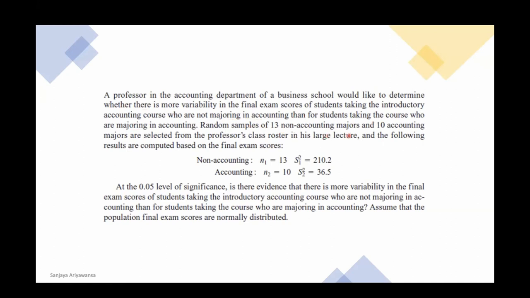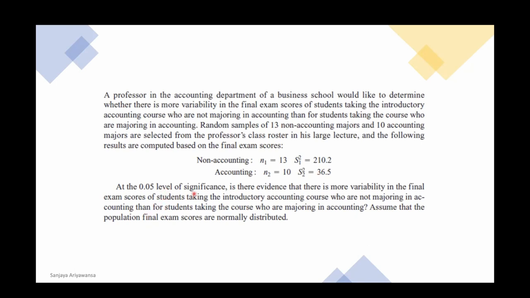Random samples of 13 non-accounting majors and 10 accounting majors are selected from the professor's class roster in his large lecture, and the following results are computed based on the final exam scores. How many are there in the non-accounting? 13, accounting 10. So you understand there's a two-sample test. You're given the sample variances. Obviously we're talking about the hypothesis test for two samples where you're testing for population variances.